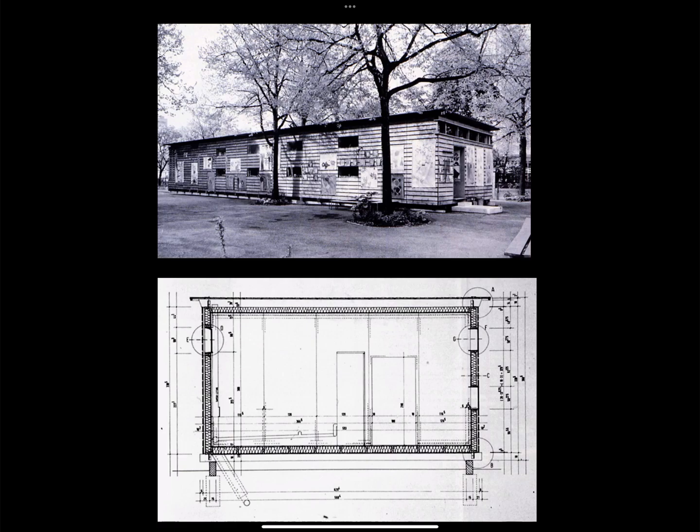So this is a temporary kindergarten building in Switzerland, and you can see that it is wood construction. The exterior skin of the building is horizontal slatted wood, which looks a bit like a wooden fence. And you can see in the section below, it is wood stud framing with insulation between the studs.